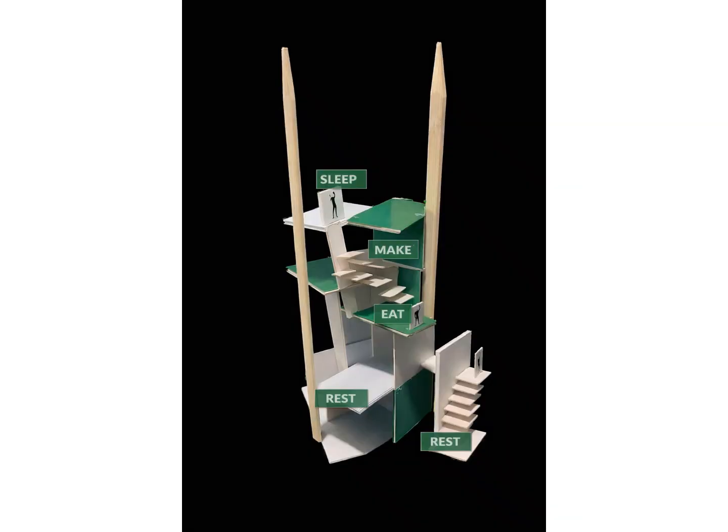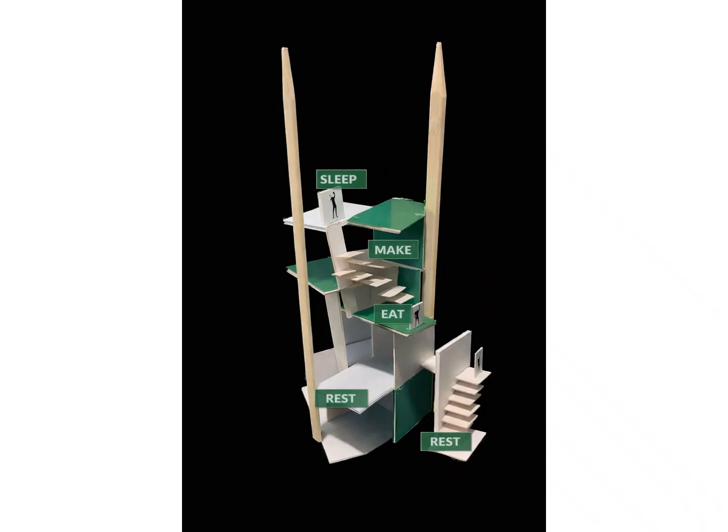This model is organized through four essential dwelling functions: rest, make, eat, and sleep. Instead of grouping them into one volume, I separated them into different platforms to create relationships through spaces. At the bottom, the rest area is more grounded and enclosed. It provides stability and moments of pause within the composition.